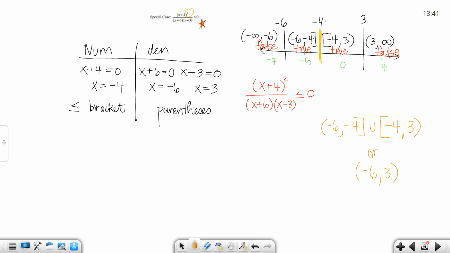So talking about alternating true and false one more time, if a 0 has multiplicity that's even, it will not alternate. If you don't have any squared factors in there, it is going to alternate. So that's what you're looking for there. Do any of the factors have an exponent? If they don't, it will alternate every time.